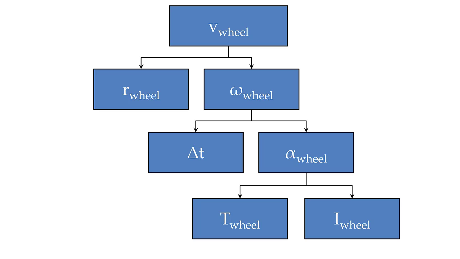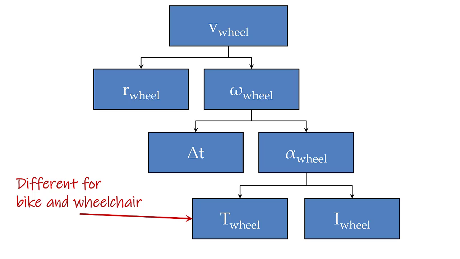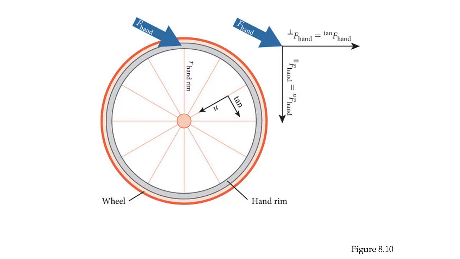Now this H model will apply whether we're talking about the bike or the wheelchair. However, the application of torque will be different for both the bike as well as the wheelchair. Let's tackle the wheelchair first. On a wheelchair, we're going to have the wheel, and then we're going to have the hand rim. Now, the hand rim has to have a smaller diameter than the wheel. Otherwise, you'd be riding on the hand rim rather than on the wheel itself.